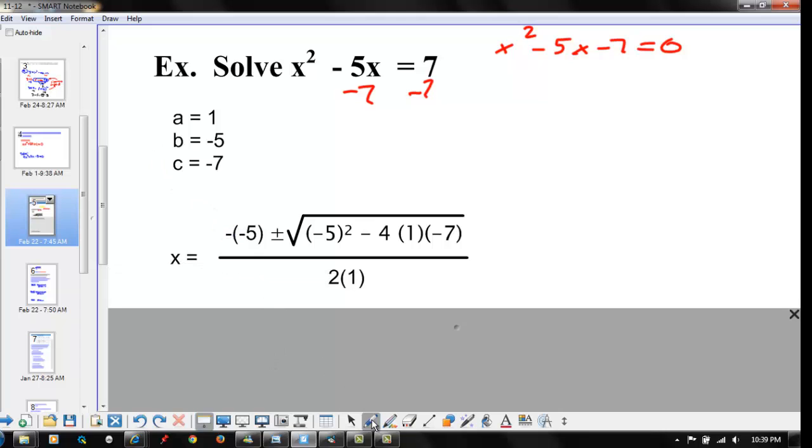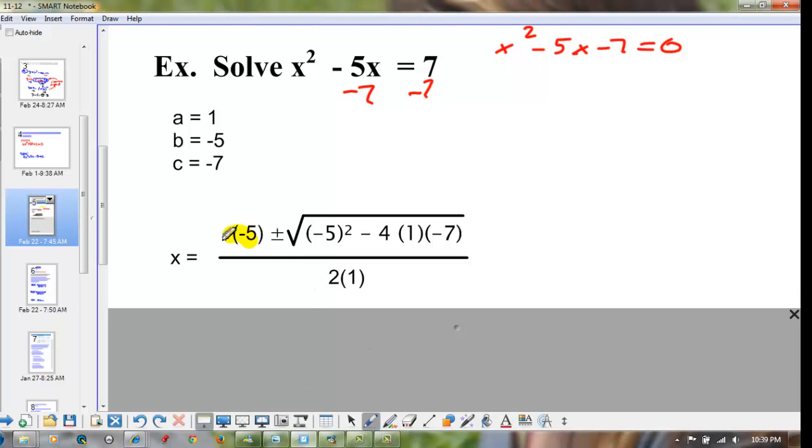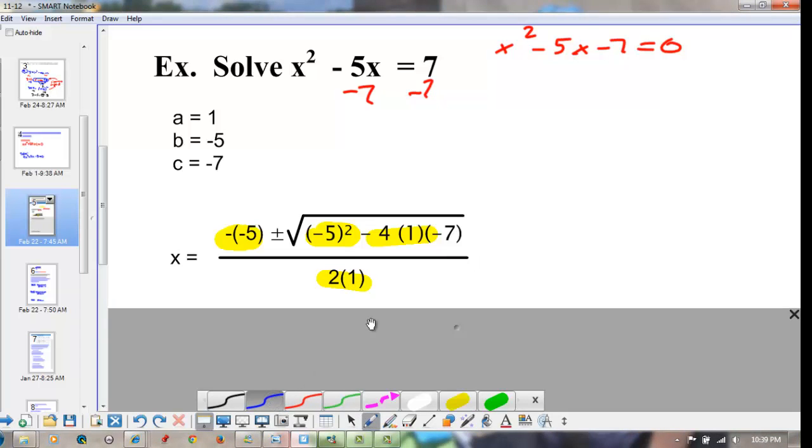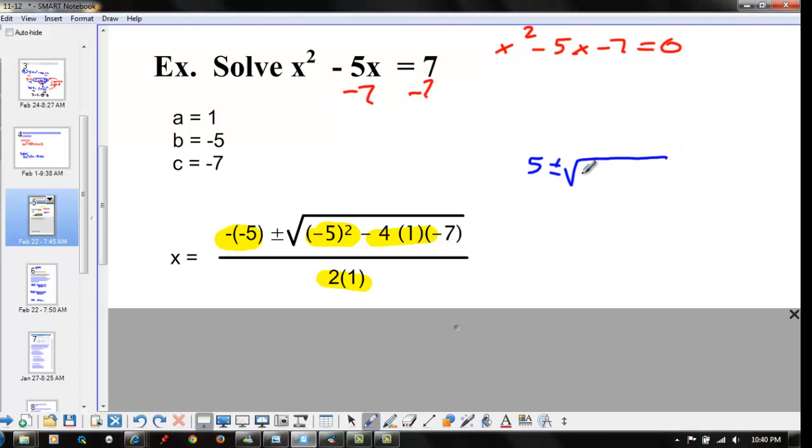And if we want to use the quadratic formula, then if we plug everything in, it would be opposite of b, so that's the opposite of negative 5, and then plus or minus the square root of b squared minus 4 times a times c all over 2a. So let's work out what this would be. Opposite of negative 5 is a positive 5, plus or minus square root of negative 5 times negative 5 is a positive 25, minus 4 times 1 times negative 7. That looks like a plus 28 to me. And this is all over 2 times 1, so that's all over 2. So we get 5 plus or minus square root of 53 all over 2.